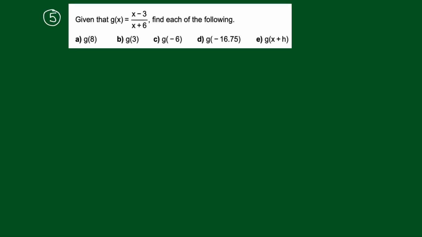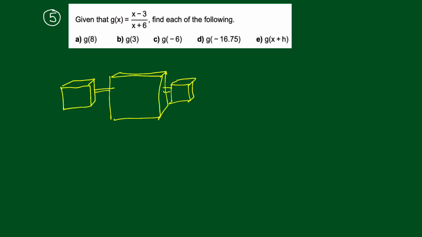Now we're going to do some evaluation. So we've got a function. The function is called g. That's the name of the function. The function is g, and it's going to act on numbers that we're going to call x. Now, we know what a function does. A function converts one number into another, possibly different number.